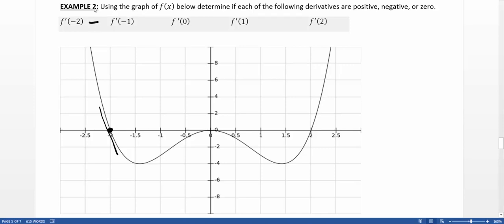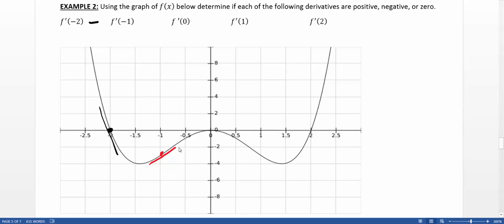So I'm going to put a little negative sign next to negative 2. So now, the next one I want to consider is what's happening at negative 1. So at negative 1, I'm considering the point that's here. And again, I'm trying to sketch in the line that touches at just that point. And it doesn't have to be perfect, right?